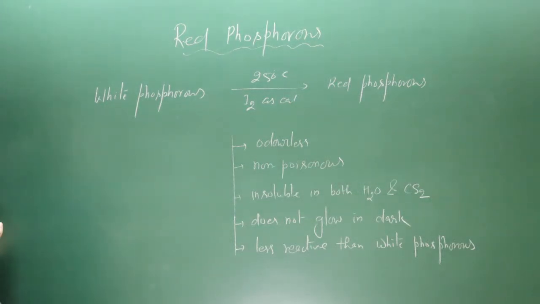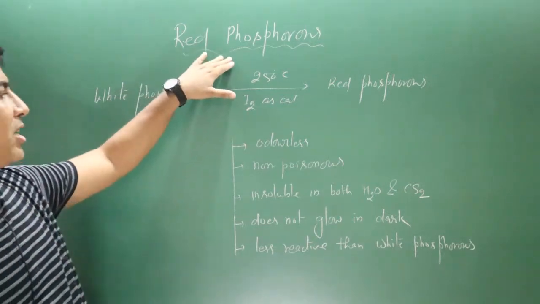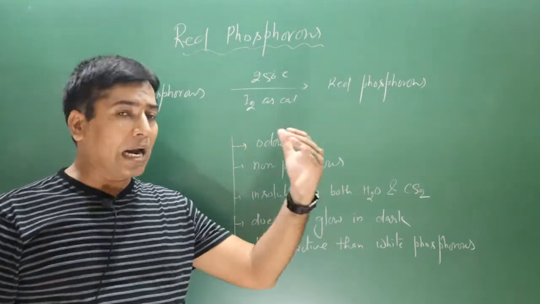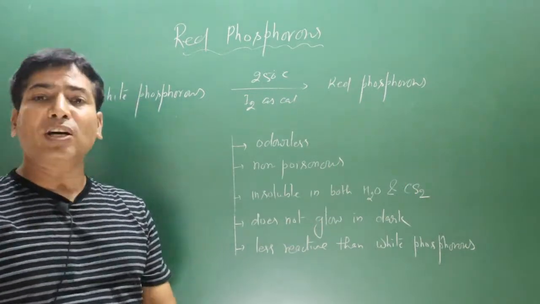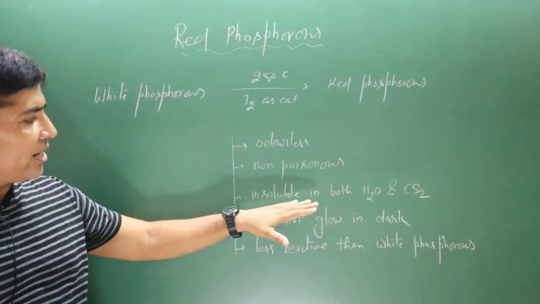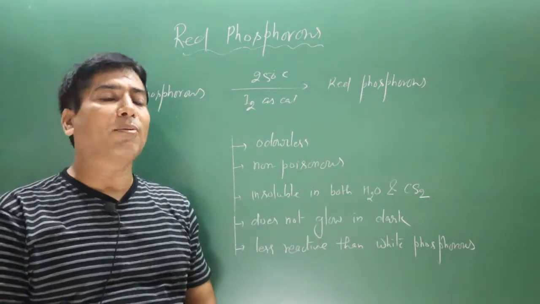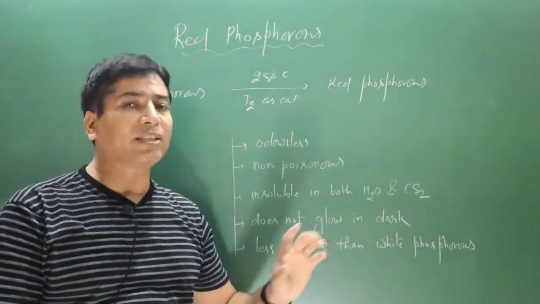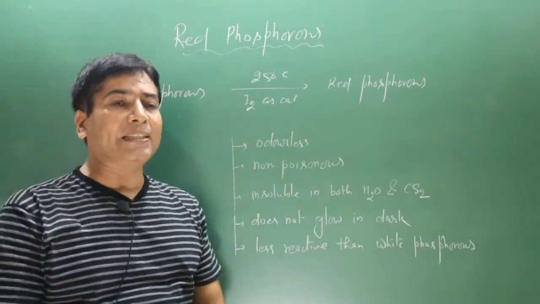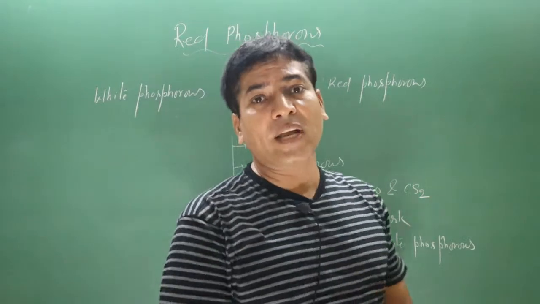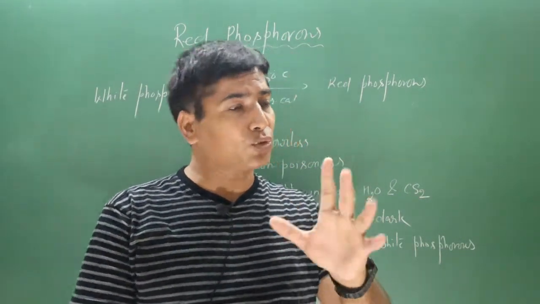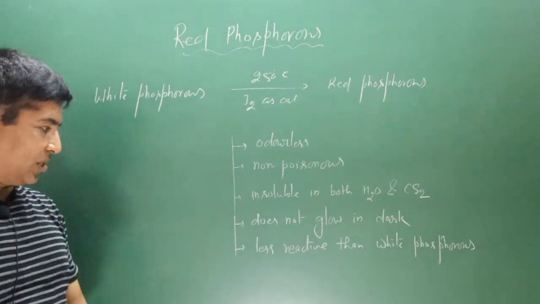Now let's move on to its physical properties. Red phosphorus is odorless. It is a non-poisonous substance, unlike white phosphorus. White phosphorus is poisonous by nature. Red phosphorus is insoluble in both water as well as carbon disulfide, polar as well as non-polar. Almost it is a rock. Okay, it does not glow in the dark. Since it does not glow in the dark, that's why it does not show the phenomenon of chemiluminescence. White phosphorus shows the phenomenon of chemiluminescence.